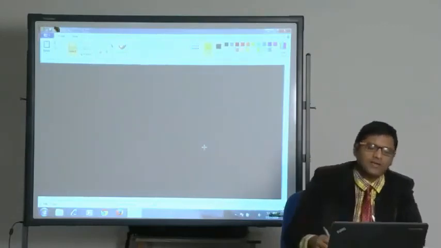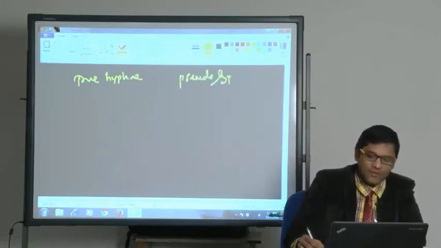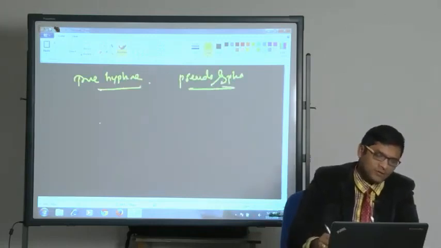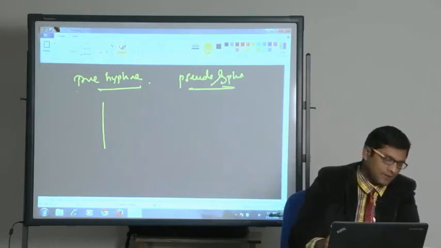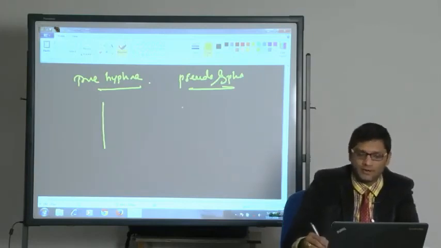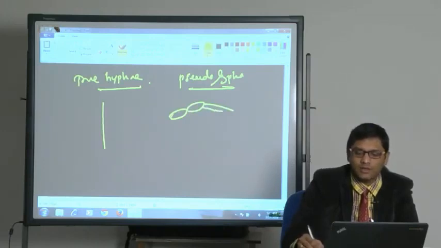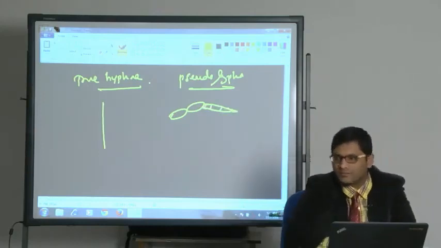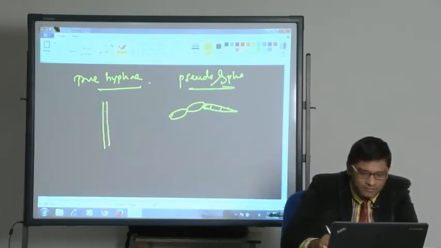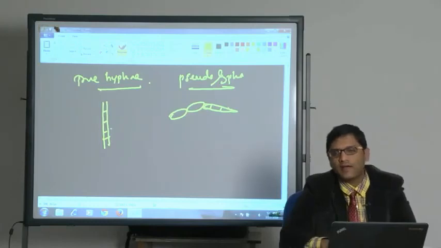Can you tell me what is the difference between a true hypha and a pseudohypha? They say that in a pseudohypha, the septa are constricted and the origin of the branch also will be constricted. For example, it is a yeast cell from which a pseudohypha is formed. Though the septa will be there, they are constricted and the origin also will be constricted. Whereas true hyphae will be parallel to each other. So that is how you should differentiate between pseudohypha and true hypha.